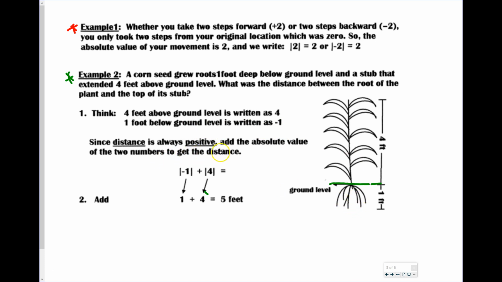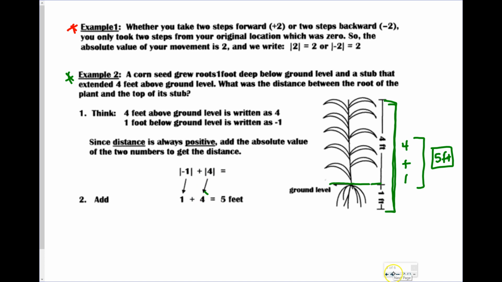But since distance is always positive, we want to add the absolute value of the two numbers to get the total distance, right? The absolute value of -1 is 1. The absolute value of 4 is 4. So the total height of this corn plant is 4 plus 1, to give you the 5 feet that the corn takes up above ground and underground. And we write this using these little bars. We put the number in the bars and then simplify it to what the value actually is.